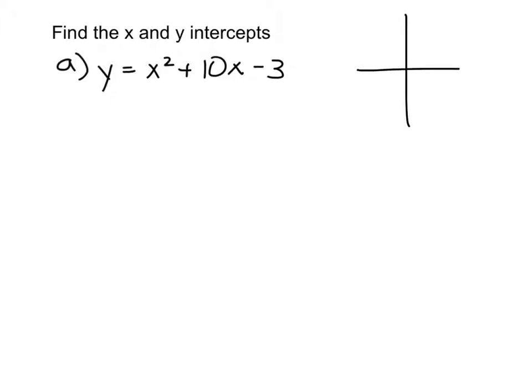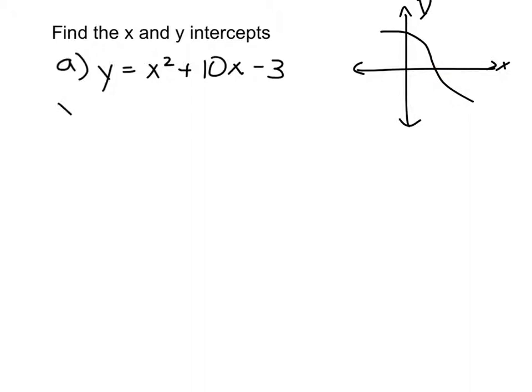So when you have a graph, this is the x-axis and this is the y-axis. I'm not drawing what this graph looks like, this is just an example. When you cross the y-axis, that's where x equals 0. And when you cross the x-axis, that's where y is 0. Okay, so let's go ahead and get started with this example.